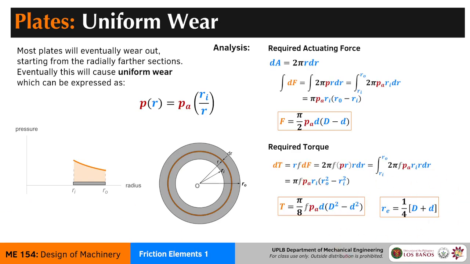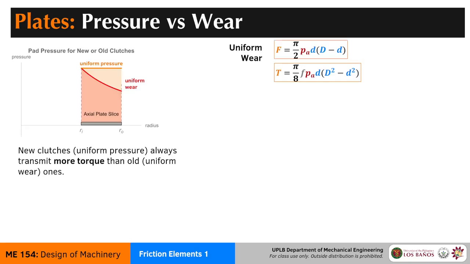Okay, so we have two models. What's the difference? Like, is one better than the other? Now, from the onset, if our limit is the actuating pressure, the uniform pressure actually transfers a lot more torque than the uniform wear. Because there's a lot more pressure on the brake pads, you can exert a lot more force, or a lot more torque rather.